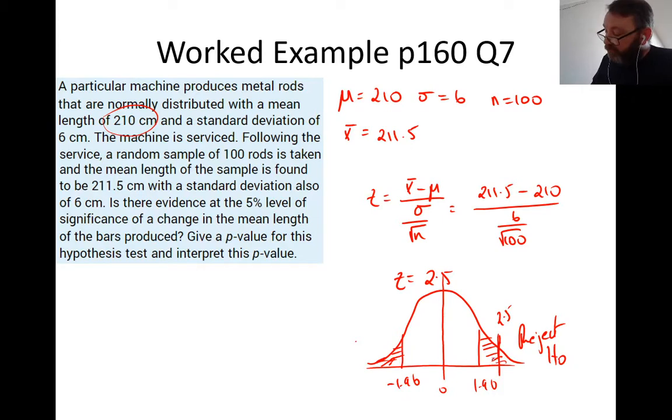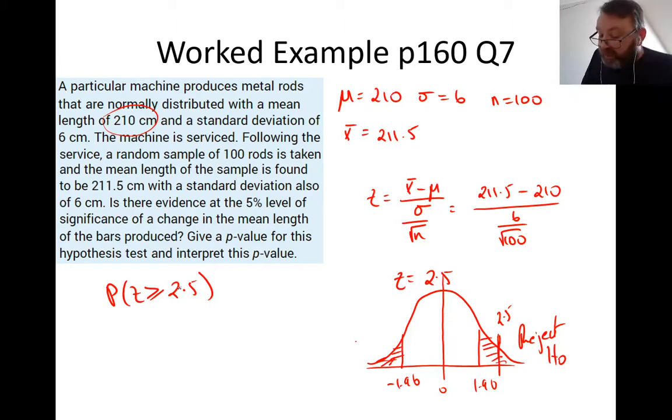Here's what I want to do. I want to find out, remember what a p-value is. It's the probability that the z-score or greater, remember I said that? It's the z-score or more extreme. So the probability that z is greater than or equal to 2.5. That's what I want to find.